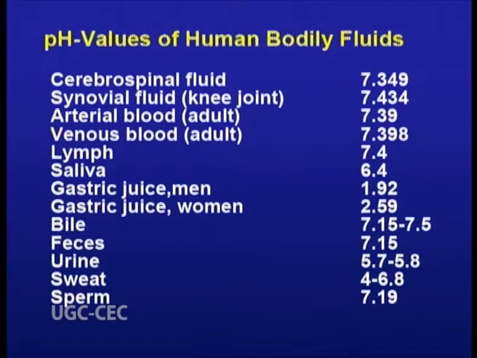Buffers. Buffers are chemical substances which are able to bind free hydrogen ion or hydroxyl ion without change in pH. Although the pH of body fluids may differ, the normal limits for each fluid are quite narrow. The table shows the pH values for certain body fluids. Homeostatic mechanisms maintain the pH of blood between 7.35 and 7.45, which is slightly more basic than pure water.